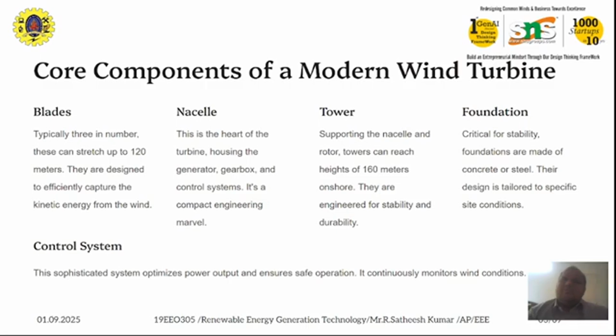Then the control system. This is a sophisticated system that optimizes the power output and ensures safe operation. It continuously monitors the wind speed. If any abnormality occurs, it will alter the blade angle, or turn the nacelle, or even stop the power generation by applying a strong brake. The wind turbine will not work at very high wind speeds.